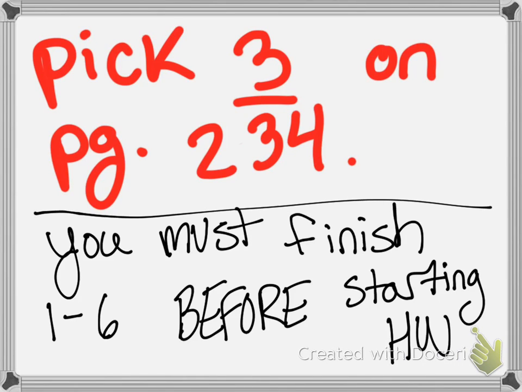Let's look at G. Find the cost per pound of a 2-pound and 4-pound package. I don't want to do that because it doesn't even have the answer. Anyway, now we're going to pick 3 problems on page 234 and do those.